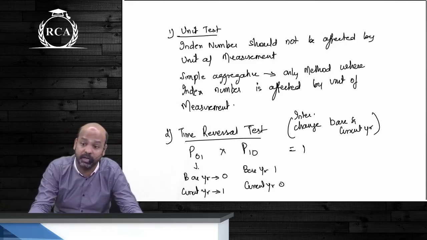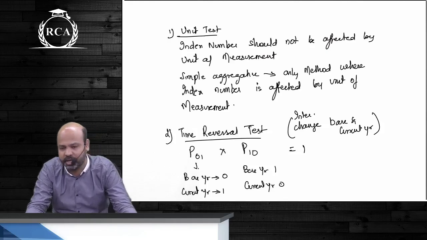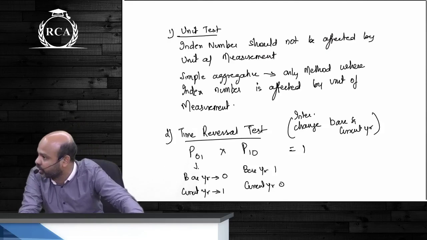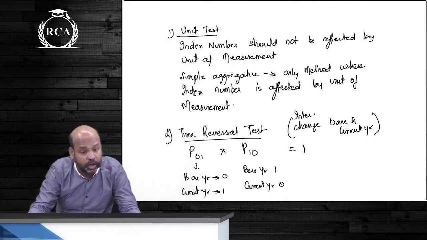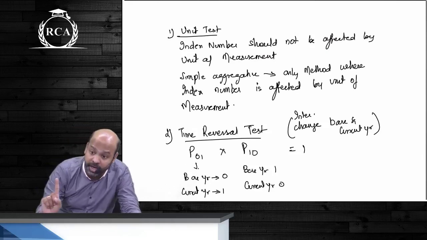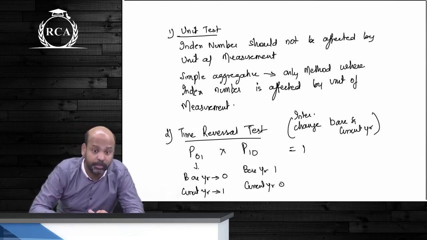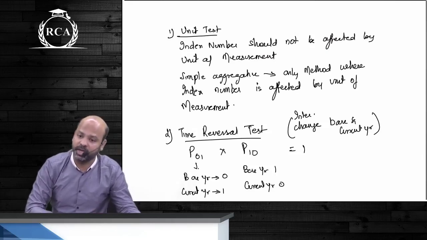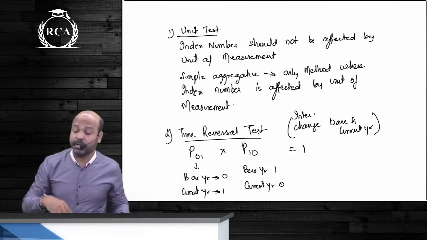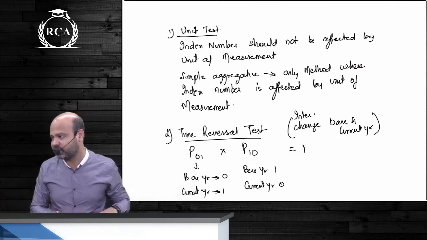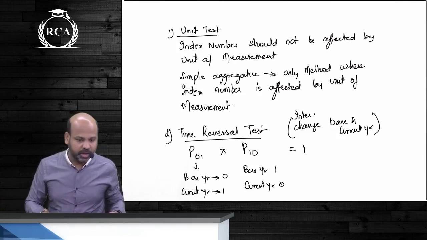Simple aggregative, will it satisfy circular test? Definitely yes. It does not have weights, so no problem. Is it understood or not guys? Then geometric mean of price relatives will satisfy guys. Weighted aggregative also will satisfy provided the weights are fixed. Fisher's index number will not satisfy. Because there are more than 2 weights involved now, when there are more than 2 weights involved, Fisher's index number will not satisfy that test. Are we clear about this?